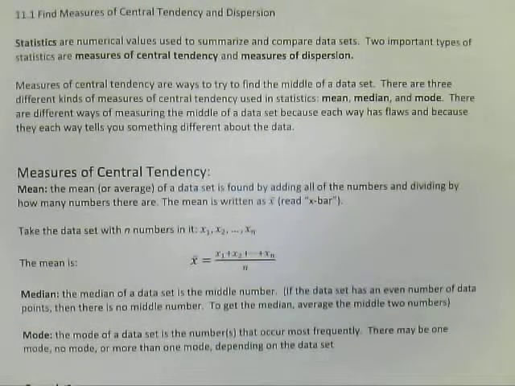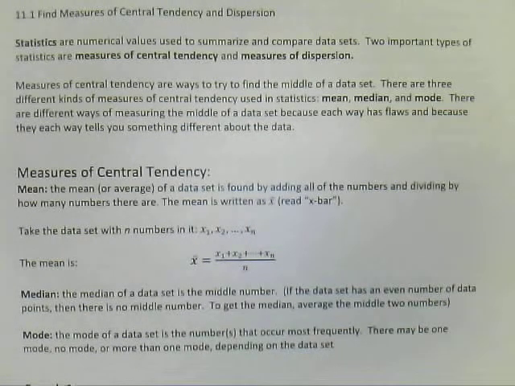In this video, we're going to start looking at statistics. Now, statistics are ways of analyzing data sets. We've got two fundamental ways of measuring data sets that we're going to look at in 11.1. One of them is measures of central tendency, which is ways of measuring the middle of a data set. And the second is measures of dispersion, which is measuring kind of how spread out the data is. This video is going to be all about the measures of central tendency.